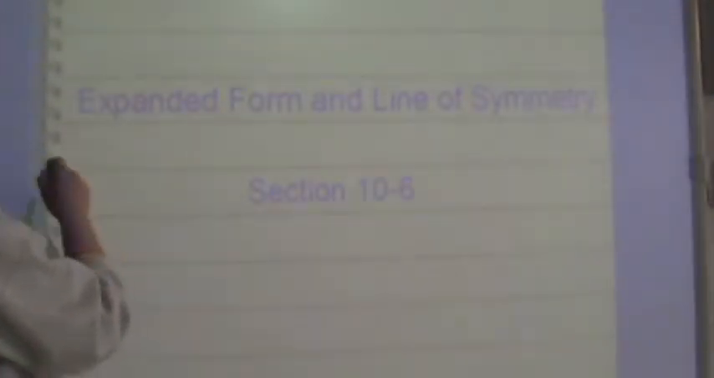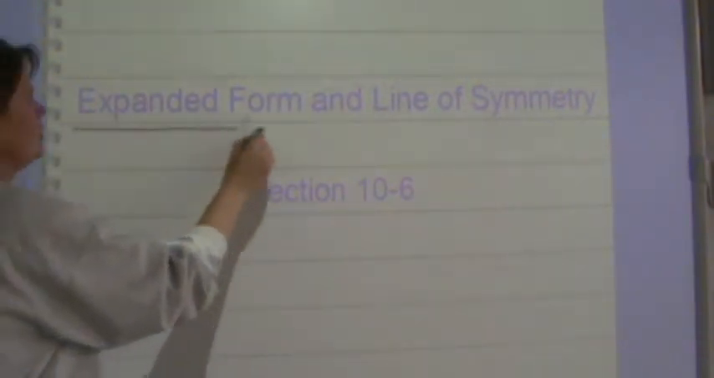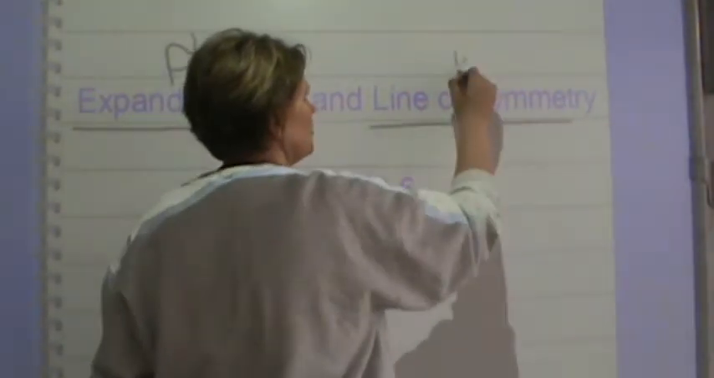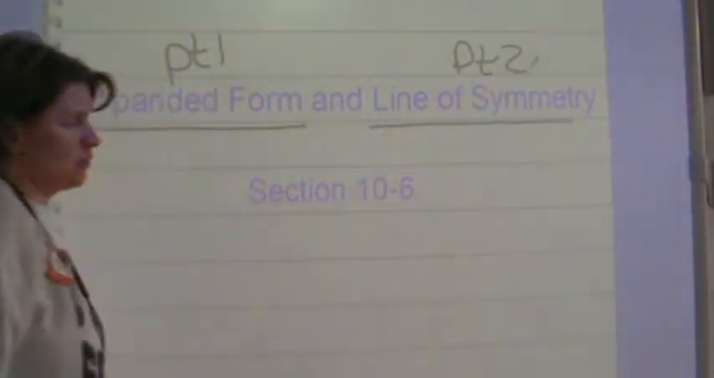All right, we're going to do expanded form and line of symmetry. I'm going to split this into two parts. So we'll do part one today with the expanded form, and then we'll do part two in the next one. Okay, so we're going to focus just on expanded form for right now, section 10.6.